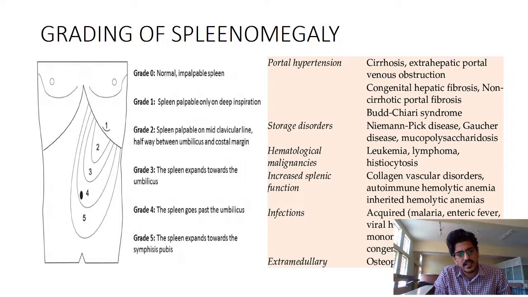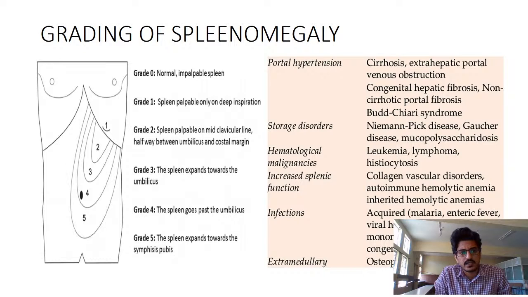So basically grade 0 to grade 5, and you can divide the grading of splenomegaly into mild, moderate and severe, where till grade 2 it is called mild, and grade 3 is moderate, and grade 4 and 5 is massive, okay. Or else with centimeters, less than or equal to 3 centimeters is the mild, and 4 to 7 is the moderate, and above 7 it is considered as massive splenomegaly.